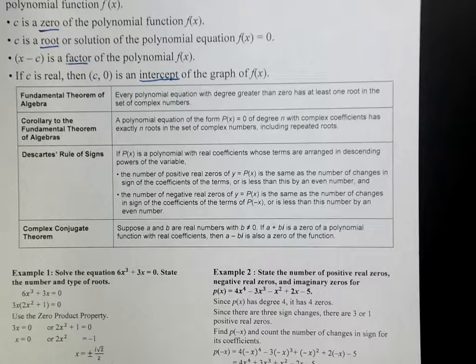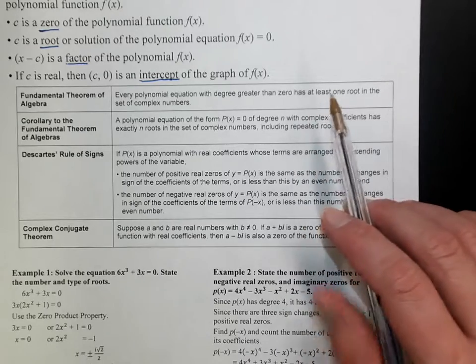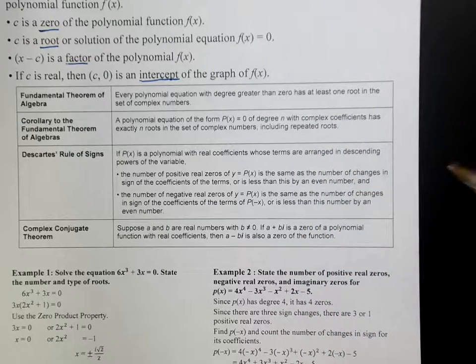You have a root if you have a degree greater than 0. So even a linear equation has a root, right? Because it has an x-intercept. It says at least one root. It doesn't say at least one real root. So even though we have quadratics that never cross the x-axis, they still have imaginary roots. So at least one root.